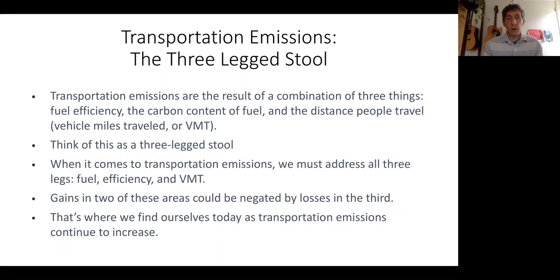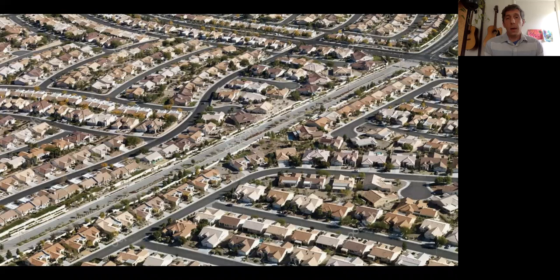We have gains in fuel, we're electrifying our fleet. We have gains in efficiency. Our CAFE standards have gone up for several years, notwithstanding the current debate we're having. But we're driving so much that it's overwhelmed those gains, and that's where our emissions are going up. Next slide, please. And these are just a few pictures.